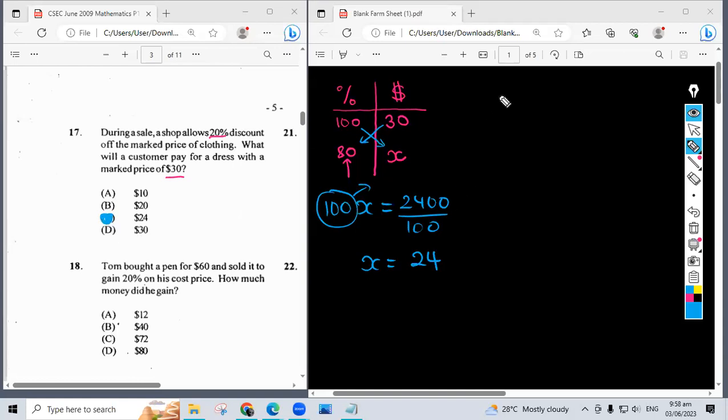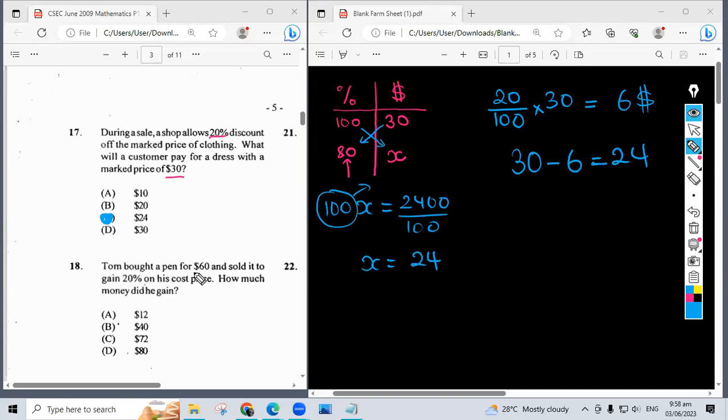Now, you could do it another way, obviously. You could find 20% of $30, which is what you would normally do in primary school, because in primary school you would not know about cross multiplication and things. So 20% of 30 is $6. So that's your discount. So the price you will be paying now is 30 minus 6, which is 24. So either way, you're going to get it correct.